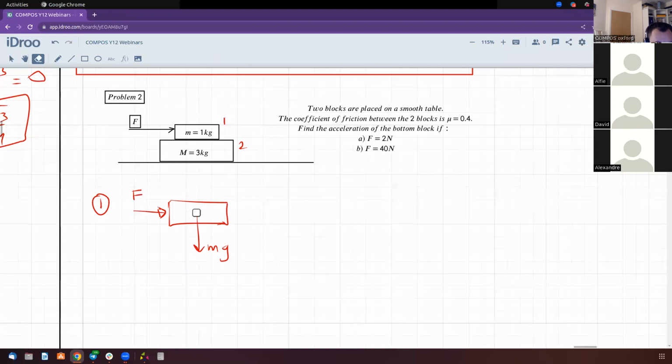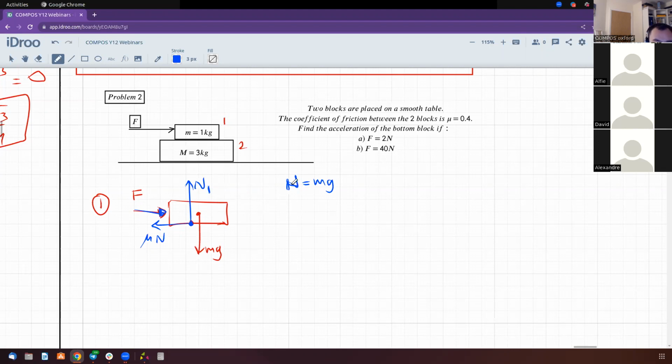So I'm just going to slightly modify this. So mg is from the center, of course. Now N is applied at the bottom, because it's a normal reaction. And there's friction, which we say is applied at the same point, equal to mu N. So from here we can see that N is equal to mg. That's easy. Let's call it N1 because we'll have N2 as well.